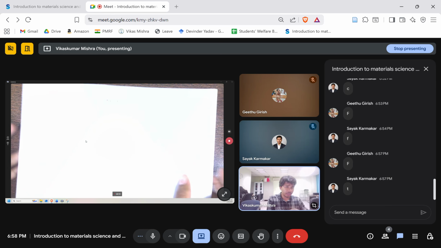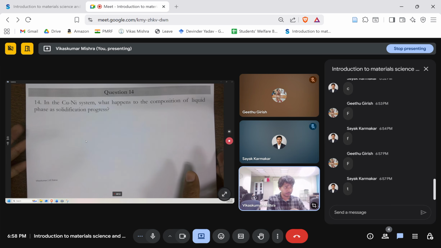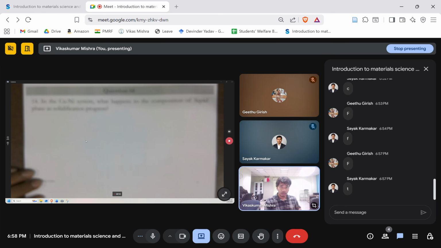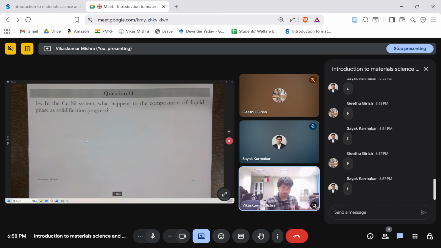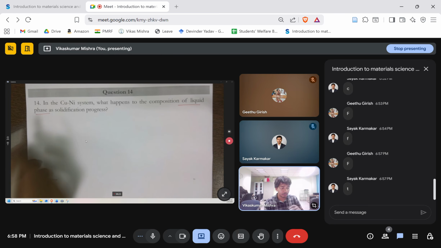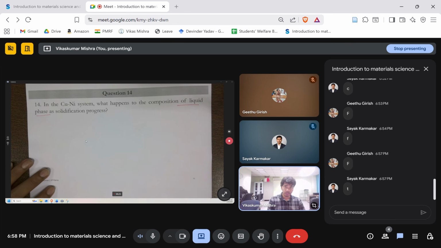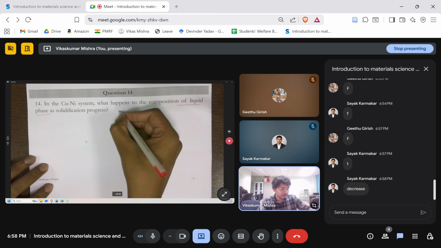One can easily answer this. We have already discussed it. I just changed the alpha to the liquid. I should have made a different question. What do you think? What will be the composition of the liquid phase as solidification progresses? Will it increase, or will it decrease, or will it remain constant? The fraction of the liquid phase will decrease. Very good.